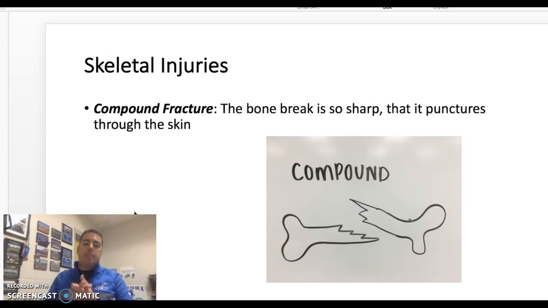Here is a compound fracture. Now, this is probably going to be the most severe, and more often than not, this is going to be a trip to the operating table. One, because they're going to have to reset the bone and clean out any bone fragment that might be left where it's at. Two, because you've done a lot of soft tissue damage here, and I'm going to explain this to you in just a second. So a compound fracture is when the break is so sharp and so severe that it actually is going to puncture through the skin.